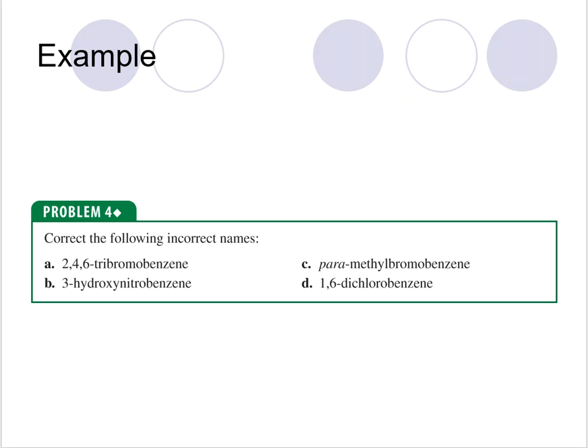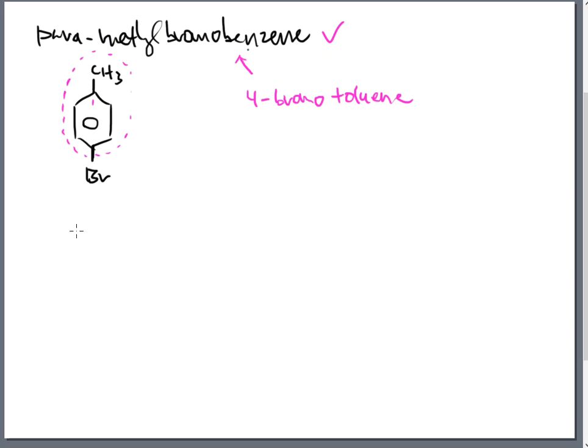All right, now let's go to D. D says 1,6-dichlorobenzene. All right, so once again, we'll start there. So let's figure out what this is. Here is my benzene ring. At spot number 1, I have a chloro. So spot number 2, spot number 3, spot number 4, spot number 5, spot number 6. So at spot number 6, I have a chloro group.